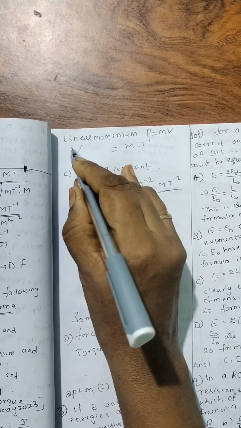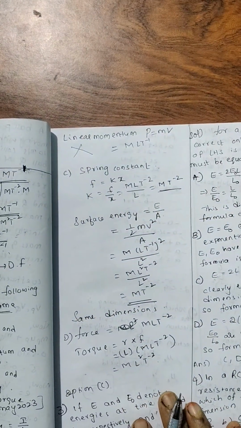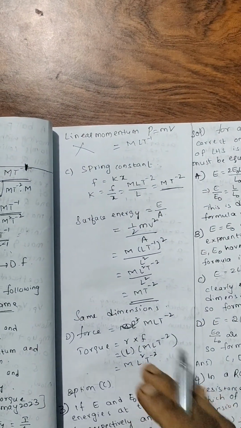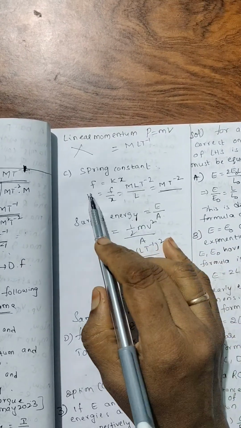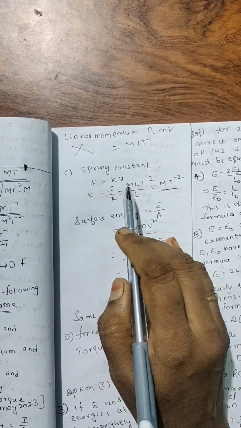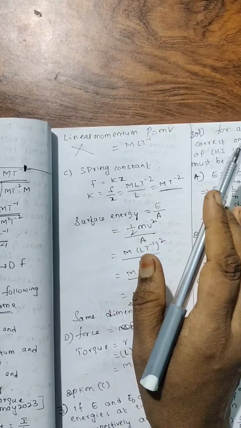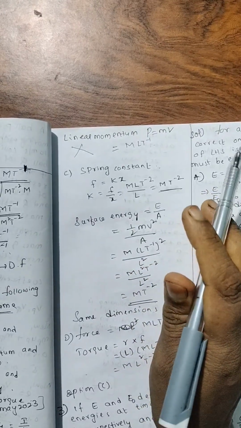So here also the dimensional formula is not the same, so this is also not the correct option. Now let us check spring constant and surface energy. Spring constant formula: F equal to minus kx. For writing the dimensional formula, we will not consider the negative sign.